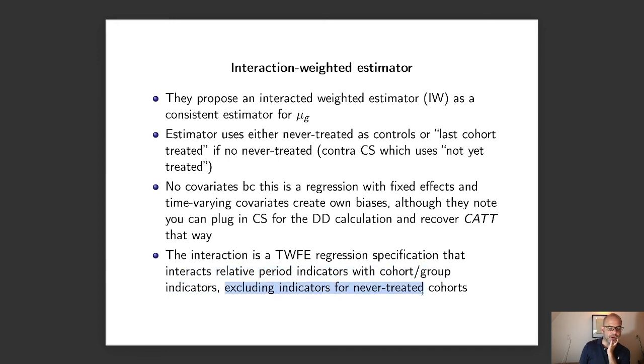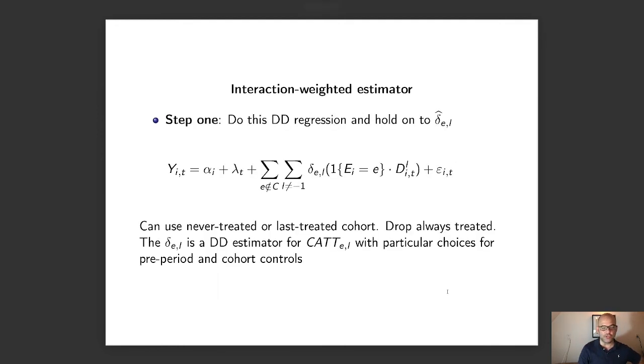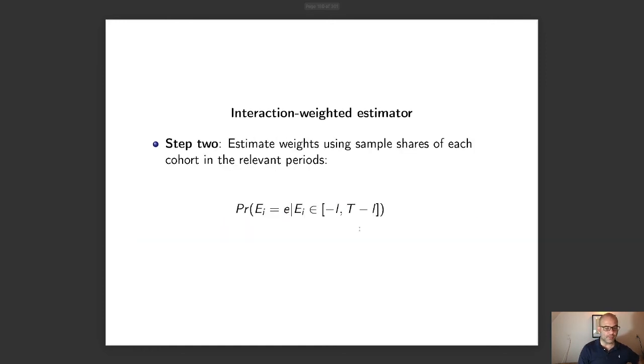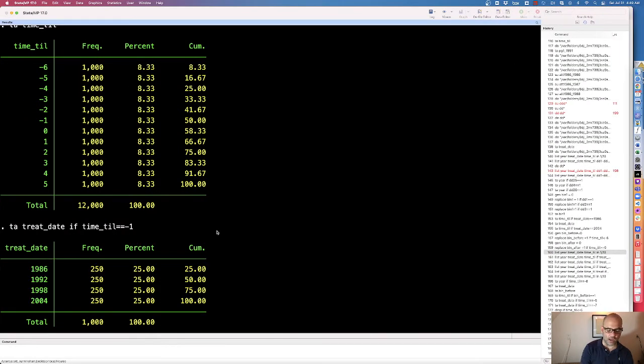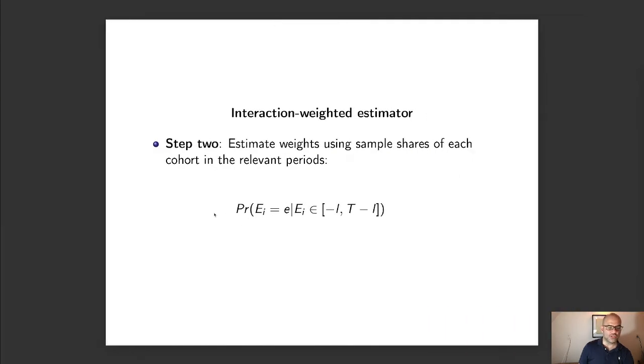You're going to exclude indicators for never treated cohorts or for last treated cohorts. So you're just going to go in steps. You're going to run that regression that I just said. You can use never treated or last treated cohorts. Drop the always treated. You're going to estimate the weights using sample shares. That's all that it's going to be. So for us, you can see it actually right here. 25% of the sample is 1986. 25% of the sample is 92. So the probability of being in the 1986 group is 0.25. Okay.